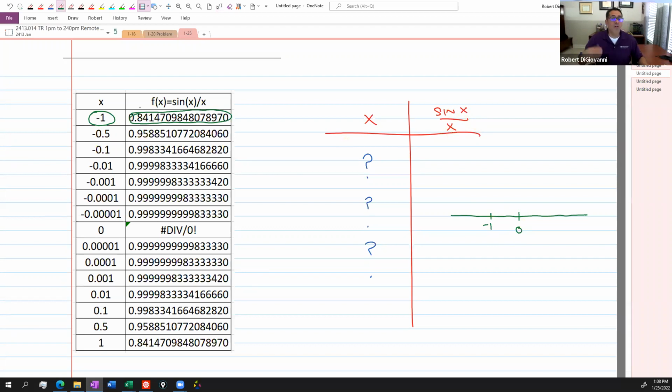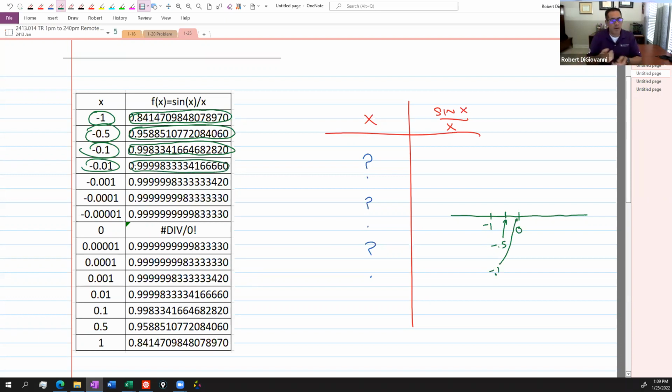Well, then I could get closer to 0. So I picked -0.5. So now I'm moving here instead to -0.5. Now I'm closer to 0 from the left side, and the calculator spits out 0.95885 something. And then I get even closer. So I pick another value, -0.1. And it spits out 0.99833. And then I get even closer, right? -0.001. Here's my answer. Do you understand what I'm doing here?